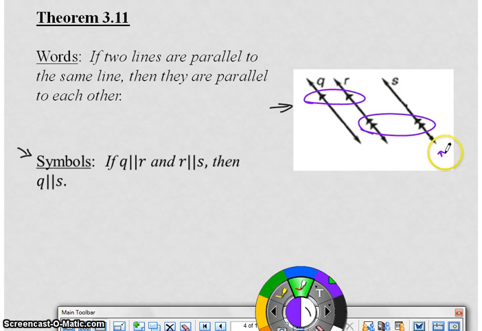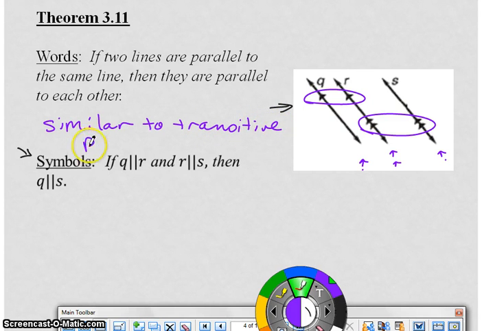If S is parallel to R and R is parallel to Q, doesn't it make sense that Q has to be parallel to S, the beginning and the end? This is very similar to the transitive property. So in symbols, if Q is parallel to R and R is parallel to S, then Q is parallel to S. You can see that R right there in the middle, take out the middleman with the transitive property, and this really is the same thing.